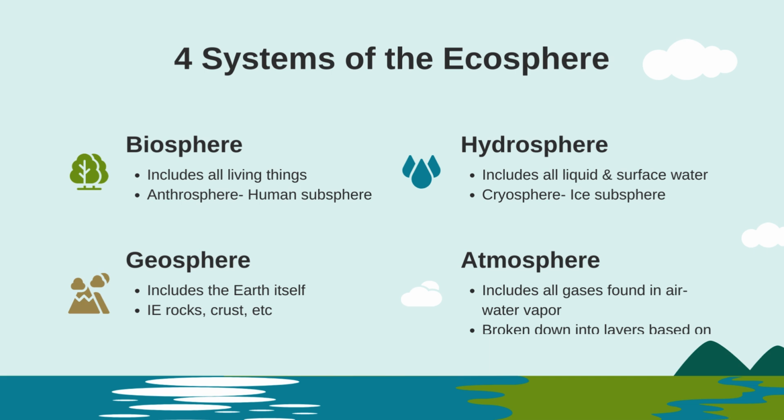Next is the hydrosphere, and this includes all liquid and surface water. This is fresh and salt water, and it also includes the cryosphere, which is all of the ice. Third is the geosphere, and this includes the Earth itself, so rocks, the crust, those tectonic plates, mountains, things like that. And last but not least is the atmosphere, which includes all gases found in air, water vapor, and just anything up in the air. This is often broken down into layers based on composition, like the stratosphere versus other components.